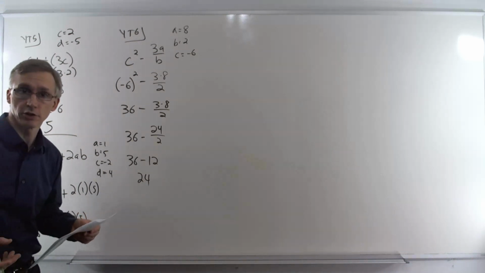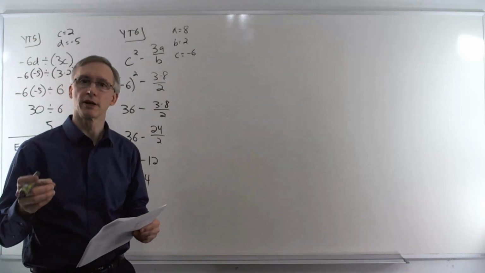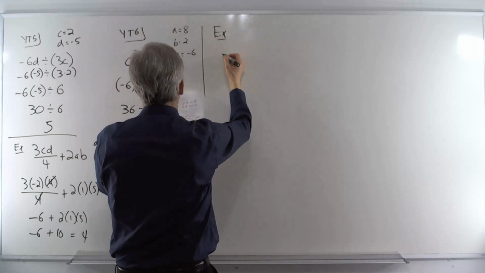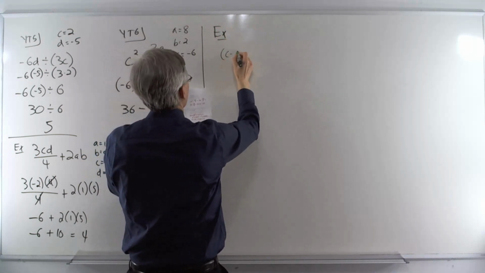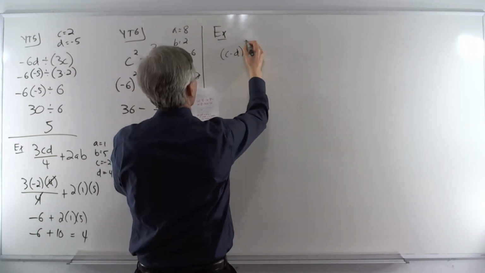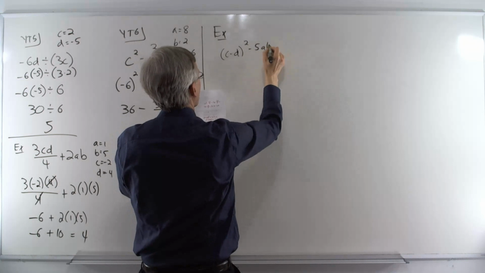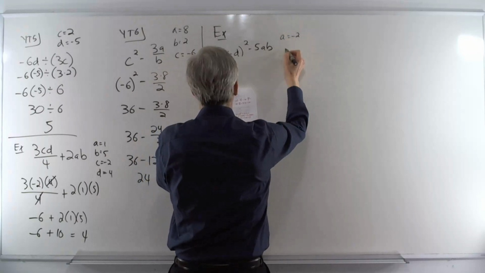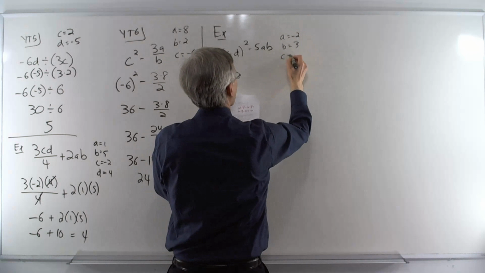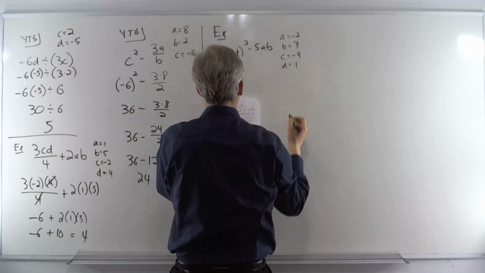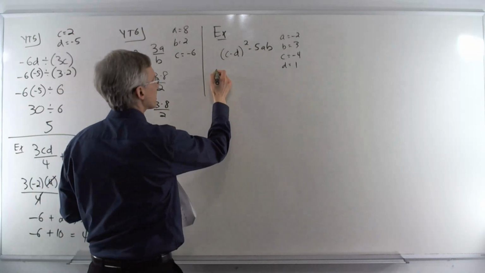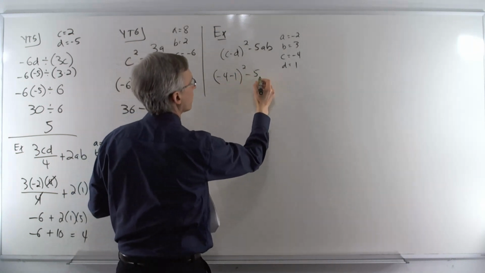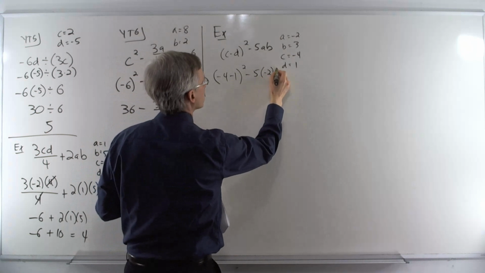Now we're looking at some expressions that are a little bit more complex, and keeping in mind your order of operations becomes especially important here. (c minus d) squared minus 5ab, when a equals negative 2, b is 3, c is negative 4, and d is 1. Plug it in. Inside the parentheses, we've got c, which is negative 4, minus 1 for d, square that, minus 5 times a, which is negative 2, and b, which is 3.